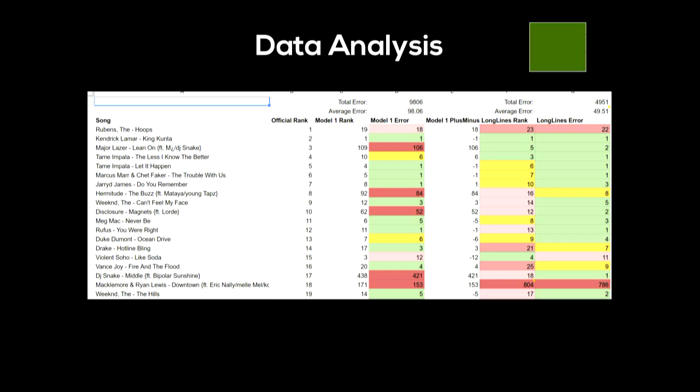So that's what happens. We have the song, and then we have the official rank. That's what actually happened in, when was this? 2013, I think? Last year. Ah, the latest one. There we go. 2014. 15. What year is it?